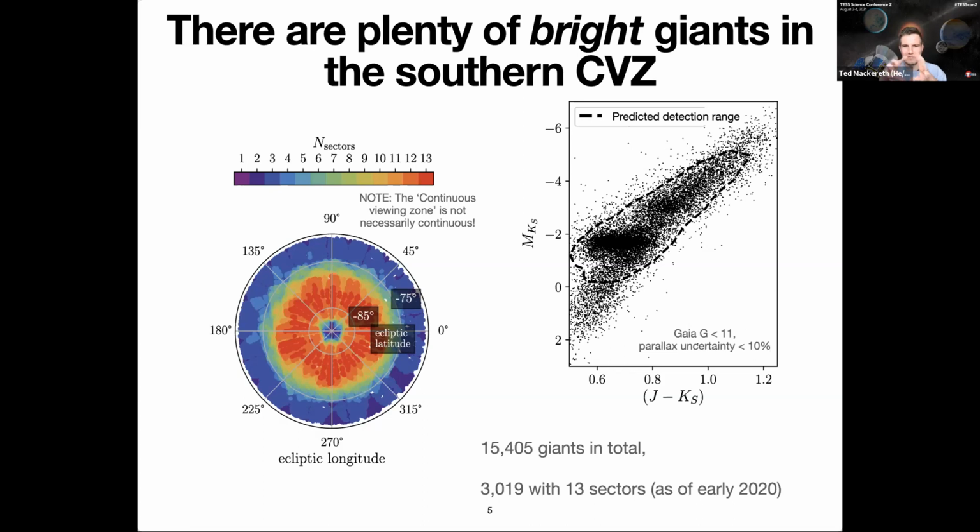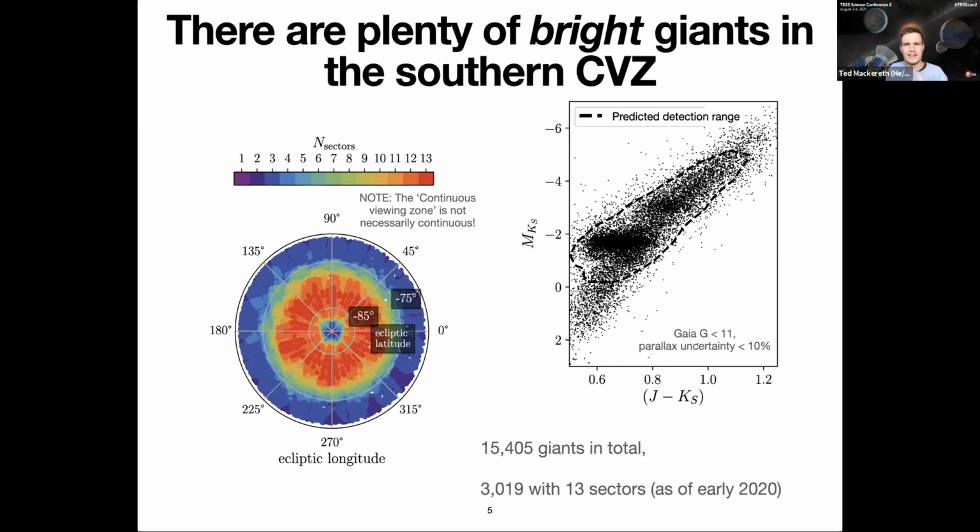So we selected stars roughly in the region of the CVZ, and we selected 15,000 stars, but then we actually found that only 3,000 of those actually had 13 sectors of data when you go to these bright magnitudes. And so the continuous viewing zone is not necessarily continuous, but I think if you went slightly deeper in terms of magnitude, you would find that there were many more giant stars that had more sectors of data. And of course, with the extended mission, we might see some more sectors being added to those stars as well.